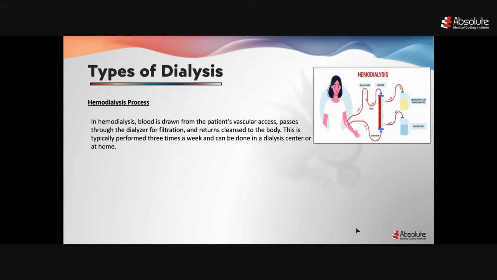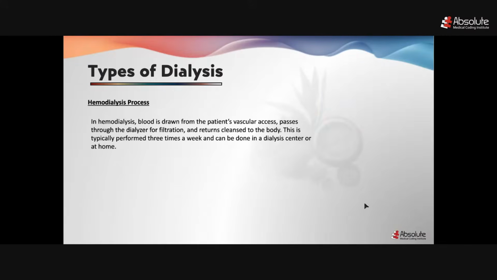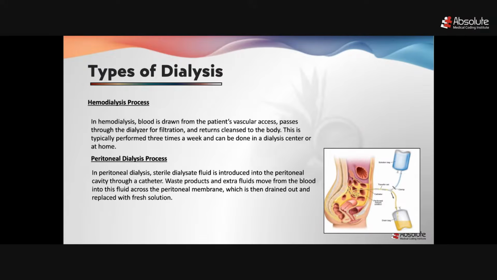Then we have peritoneal dialysis, in which a sterile dialysis solution is introduced into the peritoneal cavity via a catheter. The waste products and extra fluids move from the blood into the solution through the peritoneal membrane, and the fluid is then drained and replaced with fresh solution. This can also often be done at home, giving the patient flexibility.